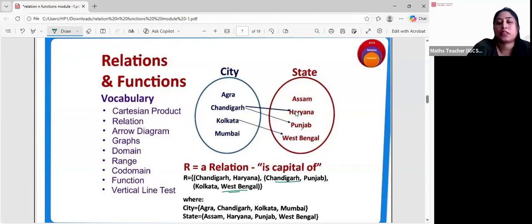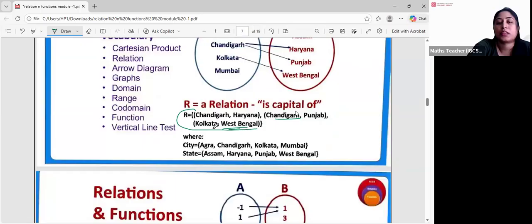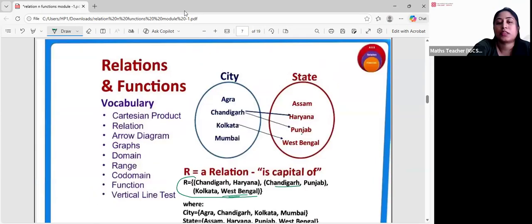Chandigarh, Kolkata, and Mumbai are the cities. So this is set A, and this is set B. In set B we have all the states, and in set A we have the cities. So they are related, and we call this a relation. We already told you that relations can be written in set builder form, roster form, and arrow diagram. This is already written as an arrow diagram, so let us write this in set builder form.